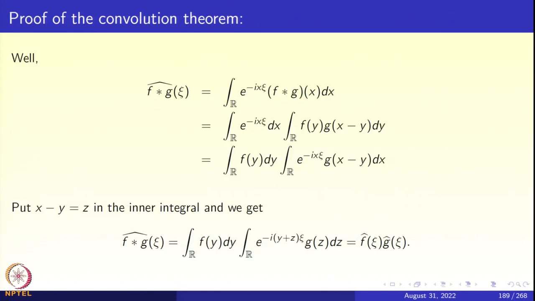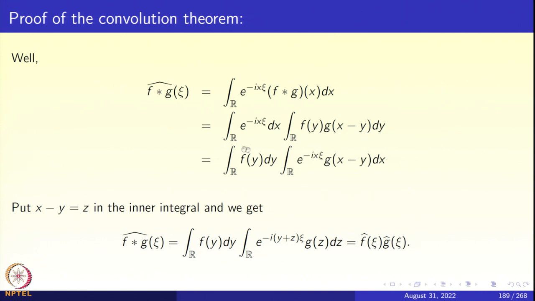Okay, let's get to the proof of the convolution theorem. So let us start with the Fourier transform of f star g. What is it? Put in the integral: integral over R of e to the power minus i x chi, f star g of x, dx. The next step is obvious. No prizes for guessing, it is going to be the definition of the convolution: integral over R of f of y g of x minus y dy.